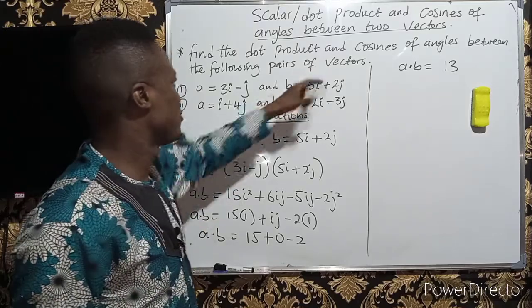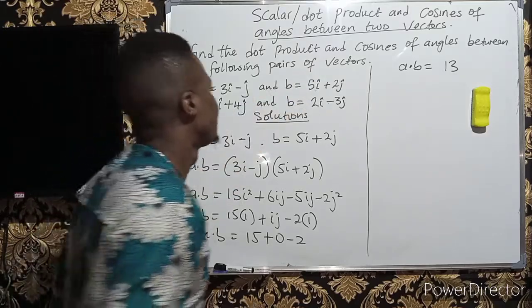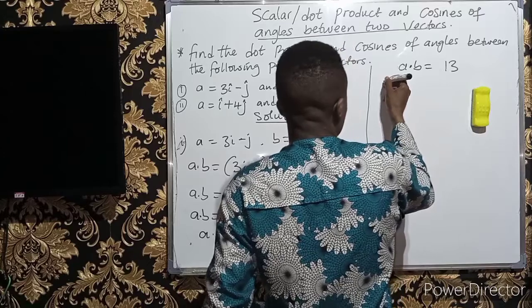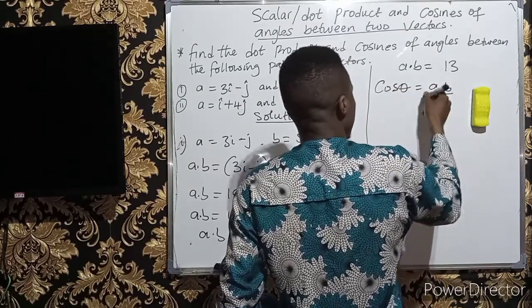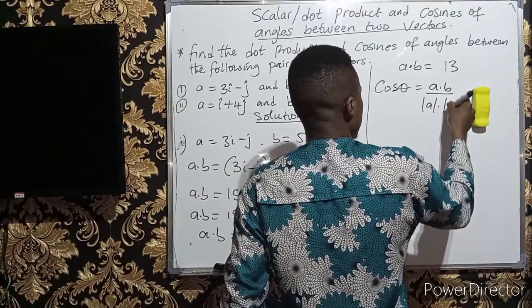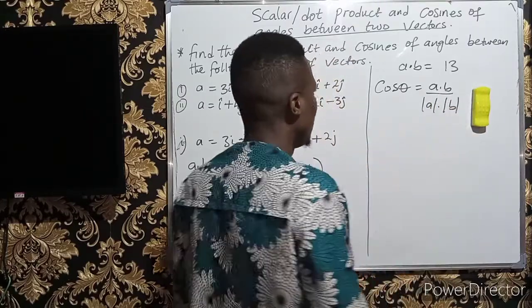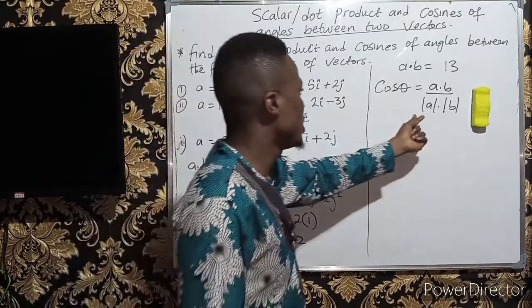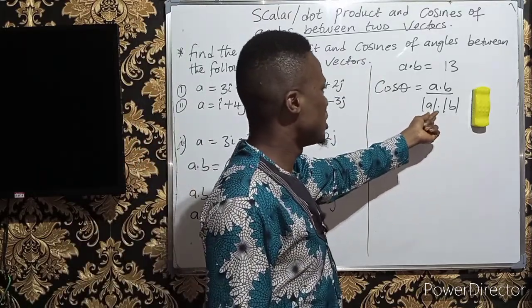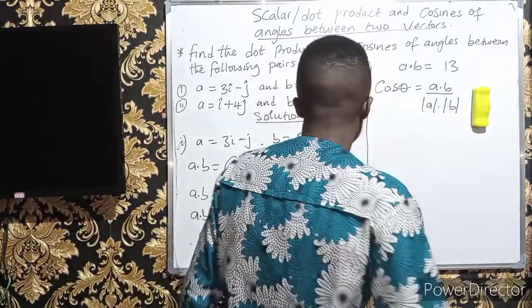Now let us get the cosine of angle between the same vectors. We know that cos theta is A dot B over modulus of A times modulus of B. Now we have got our A dot B as 13.